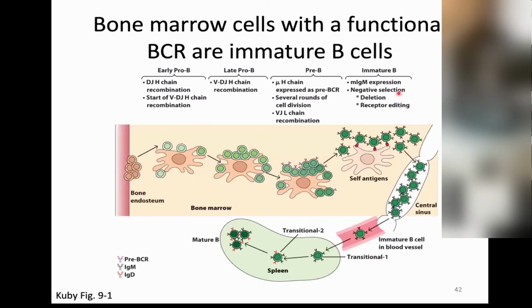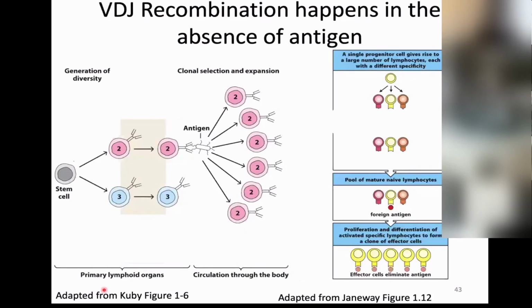But there's one more thing that has to happen to our immature B cell before it is allowed to leave the bone marrow. We're going to do one more test on that immature B cell before we let it leave. This is a test to see if the immature B cell responds to self-antigens, to make sure that we don't have any self-reactive B cells and don't make any autoimmune responses. Before, we didn't care about antigen. When we did that VDJ recombination, it was all in the absence of antigen.